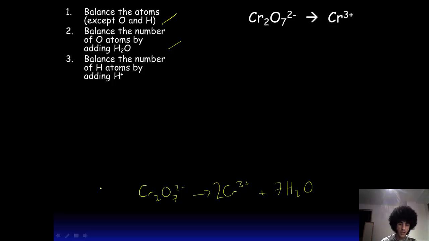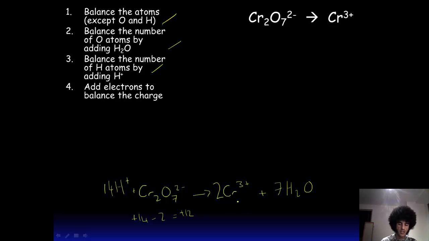So I need 14 over here in the form of H+, which is 14H+. Okay, done. And then to finish off, I need to add electrons to balance the charge. Now if I look here, I've got plus 14, take away 2, which equals plus 12. However, this side, I've got 2 times 3 plus, which equals 6 plus. This has got the most positive charge, so I need to bring this down with electrons. Going from 6 to 12 is 6, so it's 6e-.